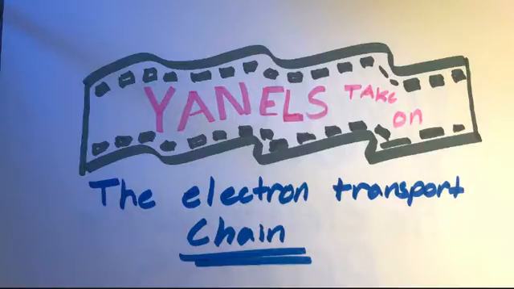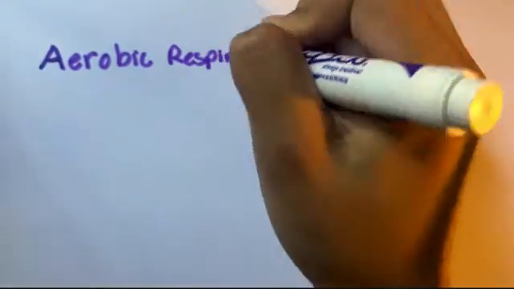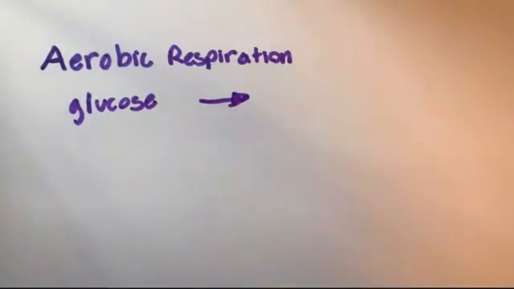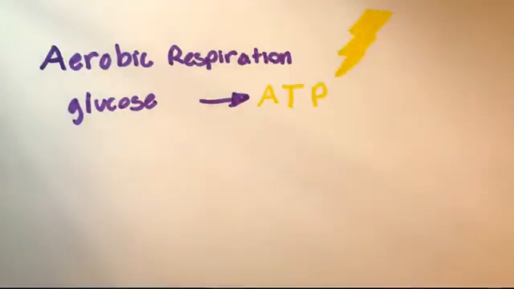My take on the electron transport chain of aerobic respiration. So let's start off with what aerobic respiration really is. Aerobic respiration is basically how we humans can turn glucose or nutrients into energy, ATP.